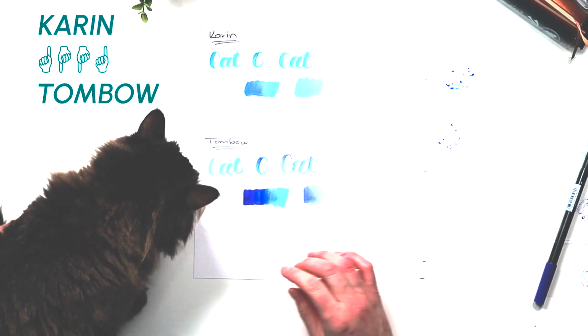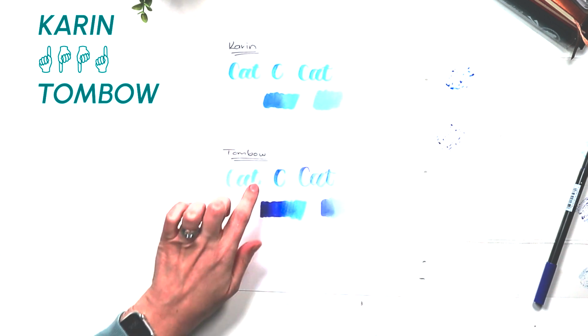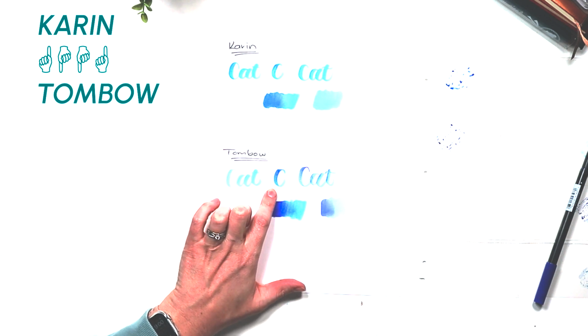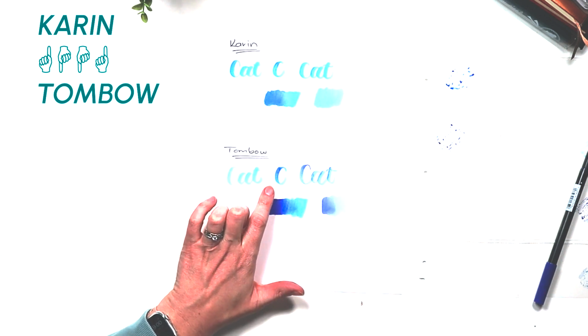Okay, so this is the Tombow. As you can see, the tip-to-tip method doesn't have quite as smooth of a blend as the Karins do. Blending into each other isn't bad, but again, takes a little bit more effort than the Karin. I do like that you have a bit more control.